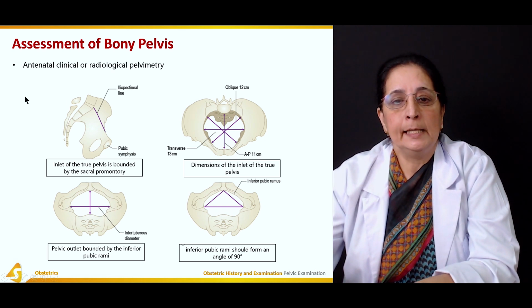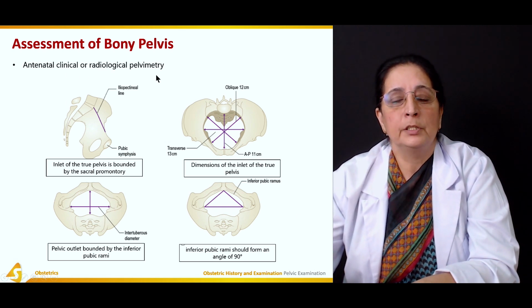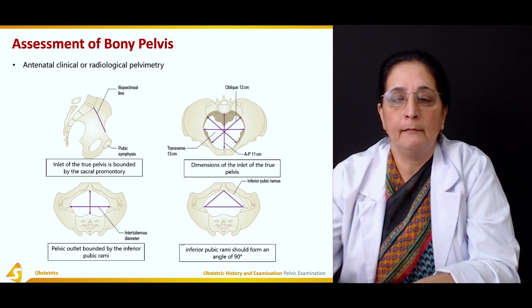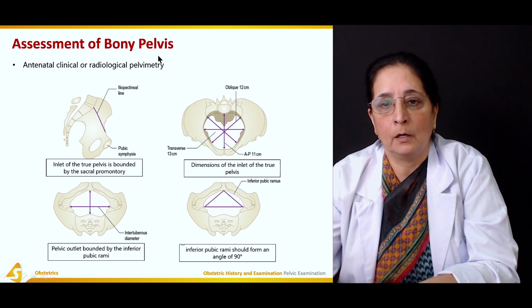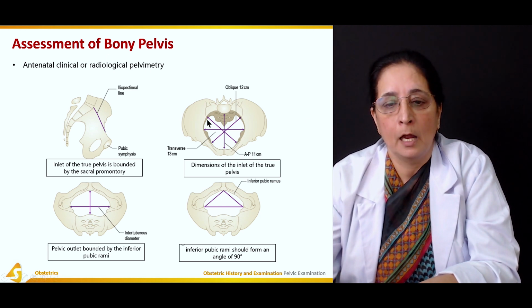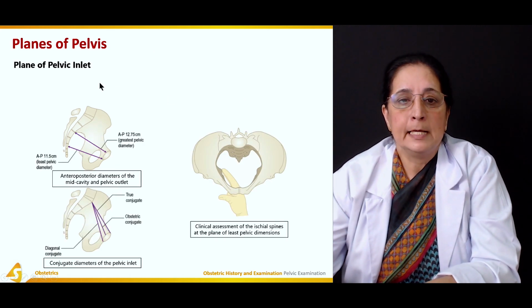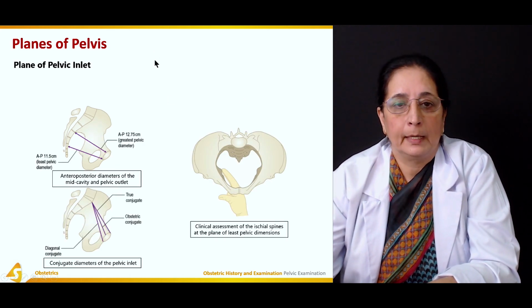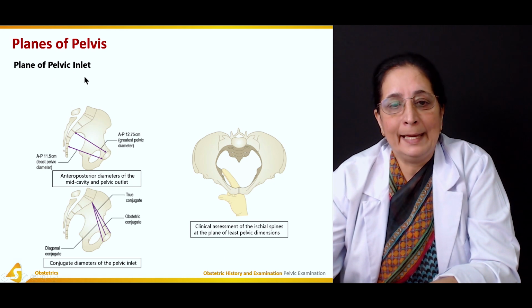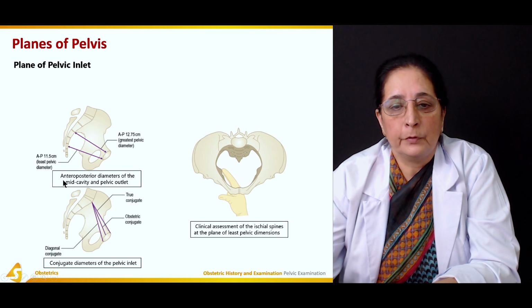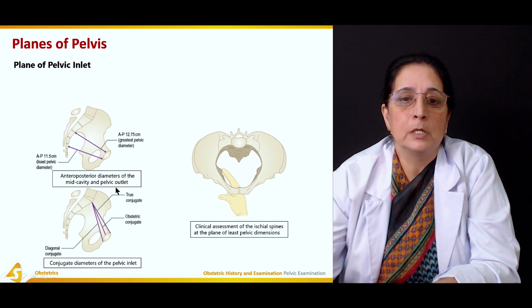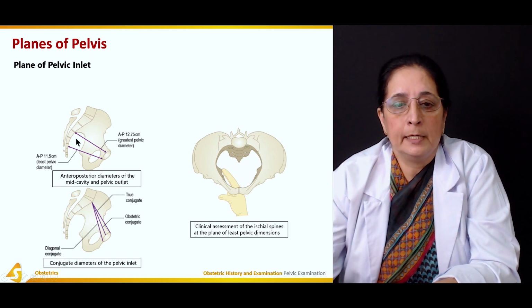So antenatal, clinical, or radiological pelvimetry. Pelvimetry is the study of the pelvic planes or pelvic inlet and outlet. Next, plane of the pelvis. Plane of the pelvic inlet. AP diameter or anterior-posterior diameter of mid-cavity and pelvic outlet. Pelvic outlet, AP is the least pelvic diameter.